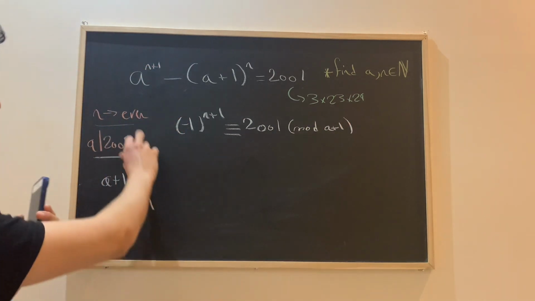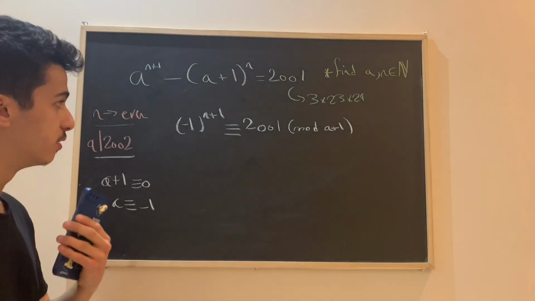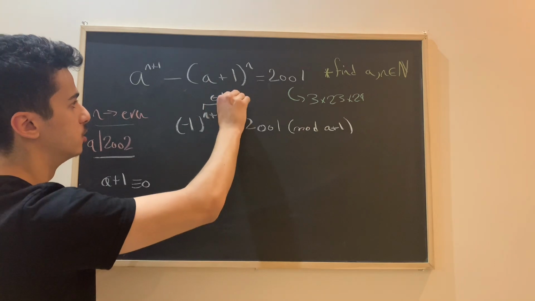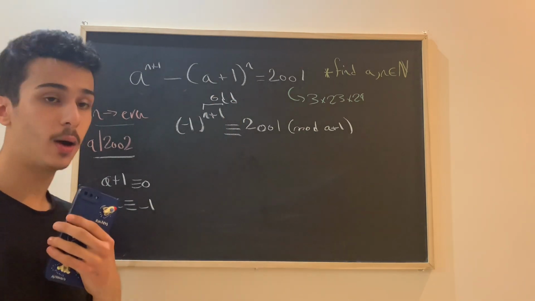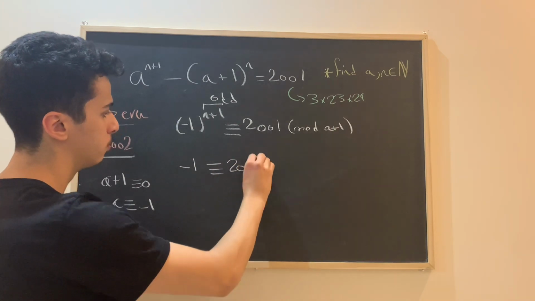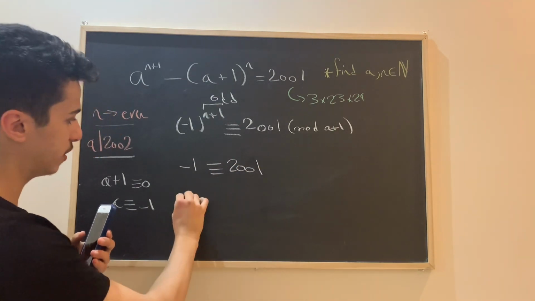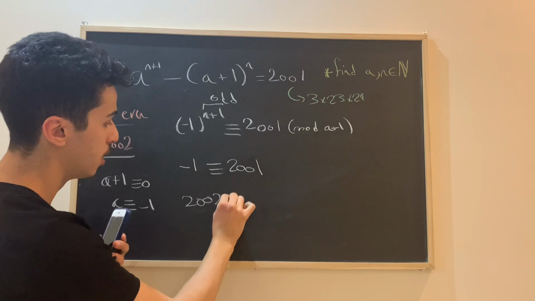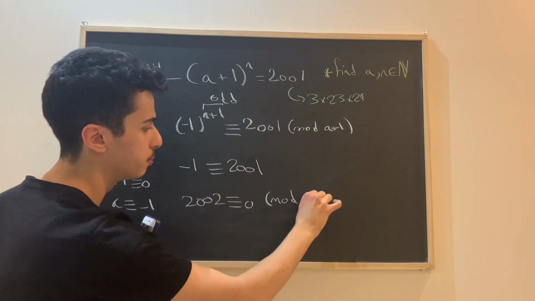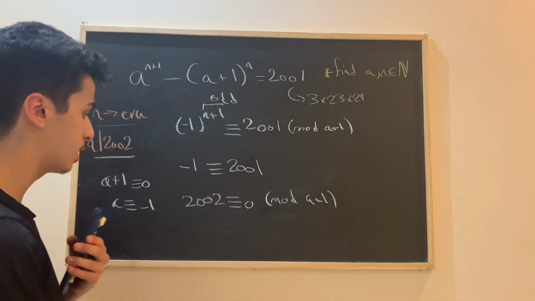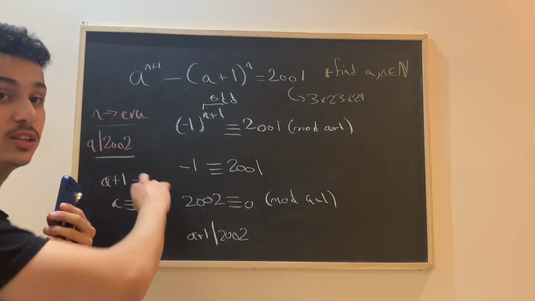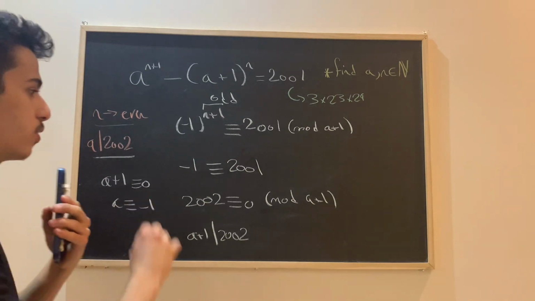Now we have this piece of information, and n is even. Then that means n plus 1 right here is odd. Negative 1 to an odd power is negative 1. Moving things around, we find that 2002 is congruent to 0 modulus a plus 1. Now this is very interesting. It means that a plus 1 divides 2002 and a divides 2002. Let's see what that means.